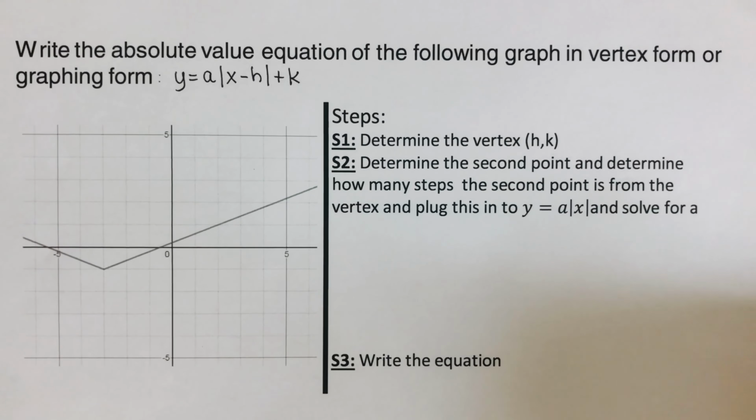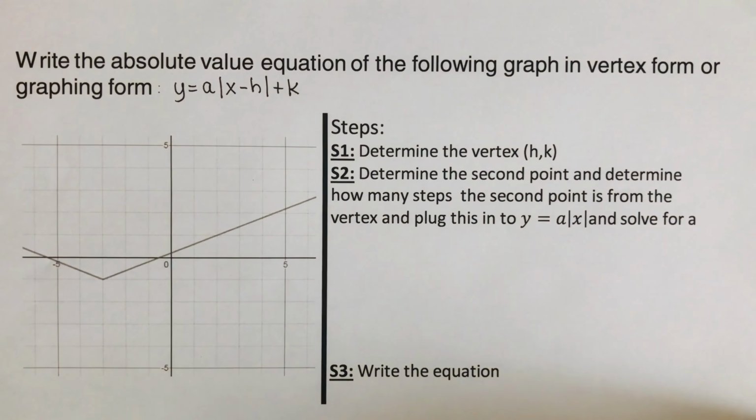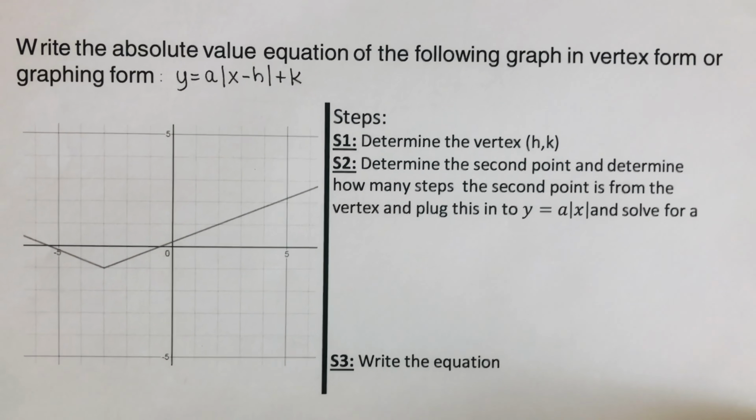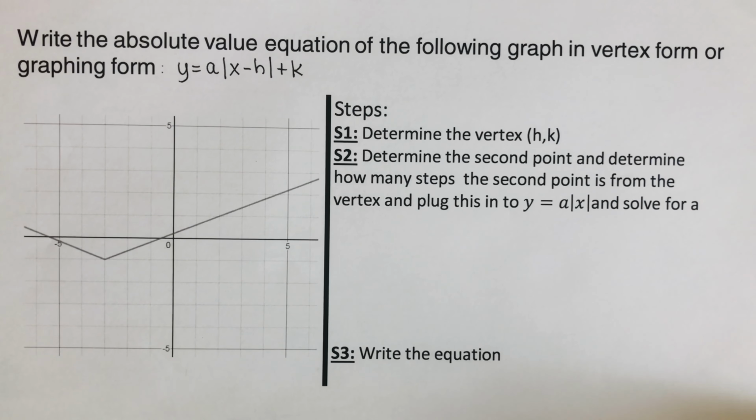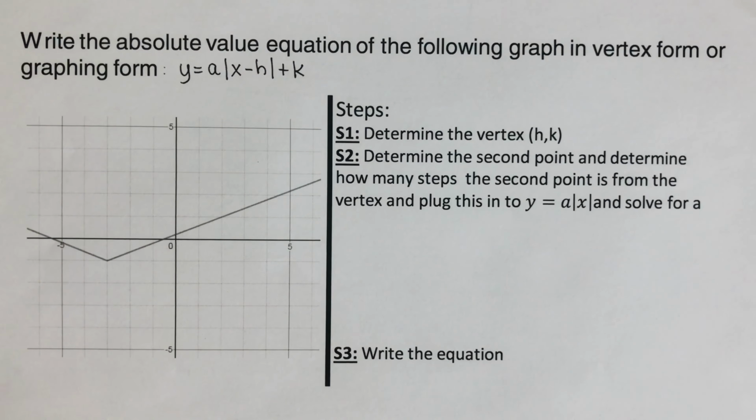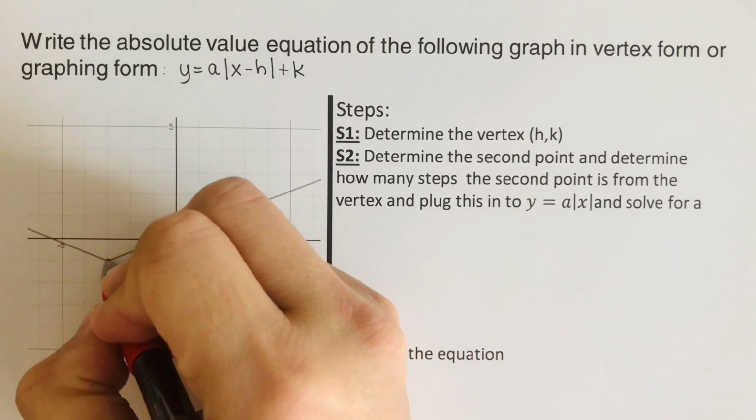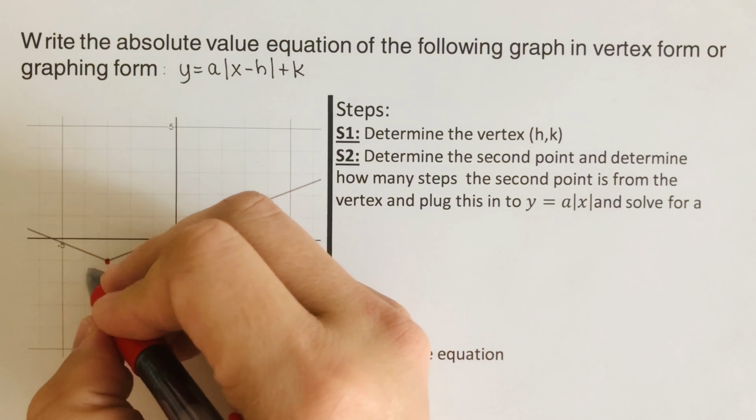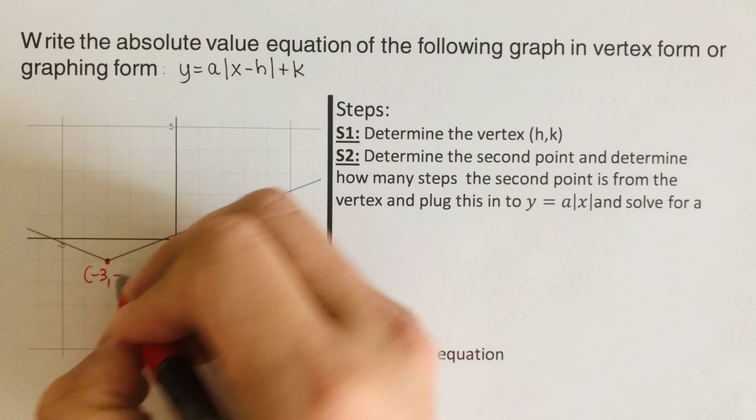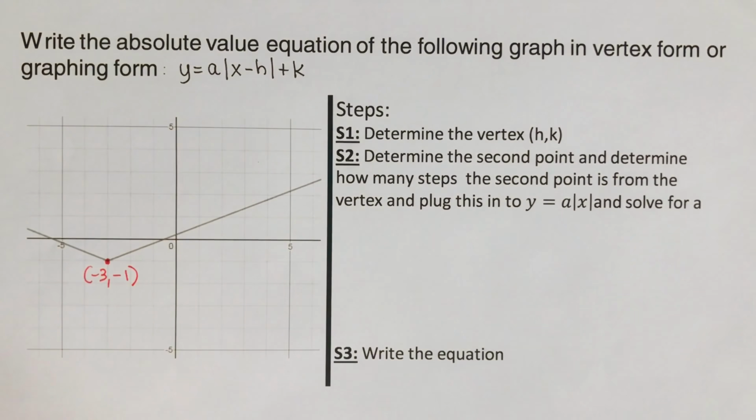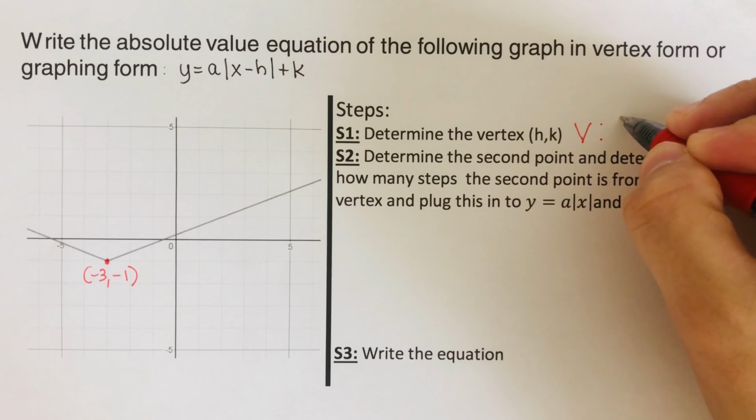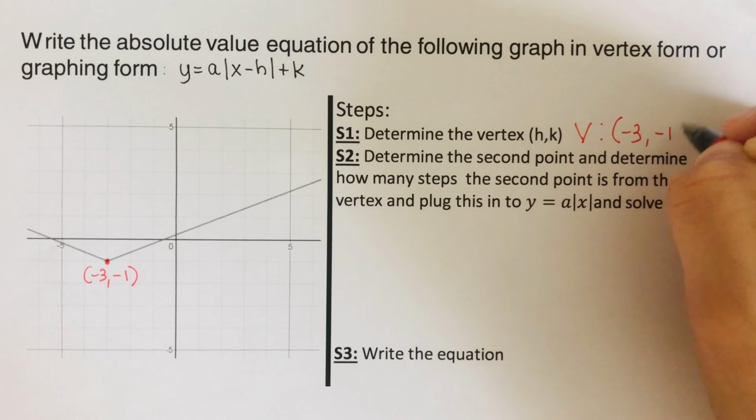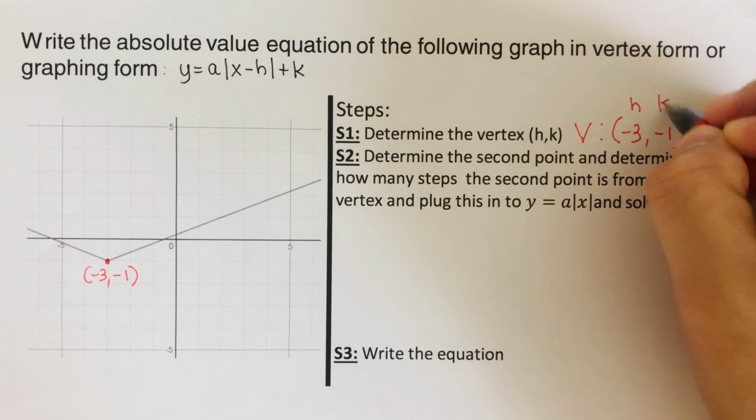At this time, I would encourage you to pause this video and try this fourth example out on your own. And when you're done, unpause it and check your answer. Okay, so we go over the problem here. So it's pretty much the same thing. We are going to determine the vertex. Our vertex for this is -3 and then -1. So the vertex is -3, -1. This represents the h, this represents the k.